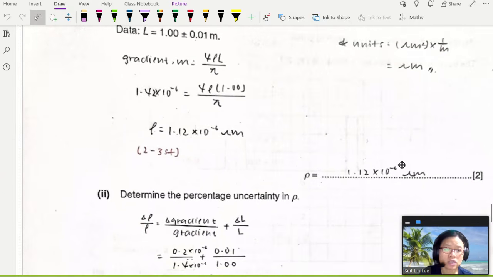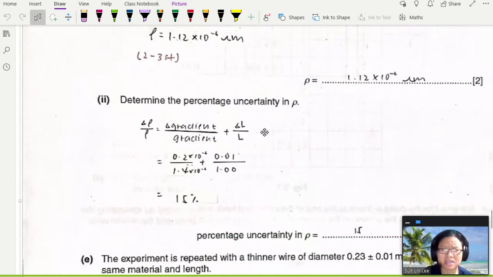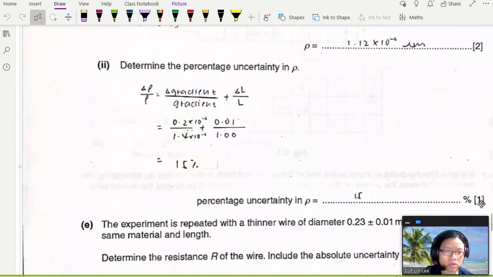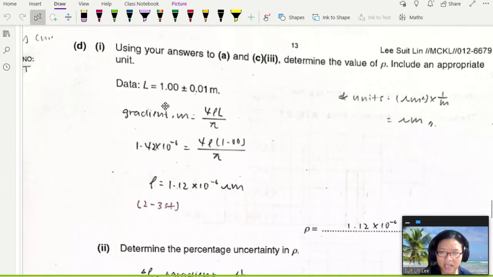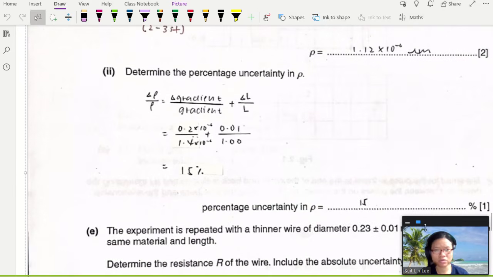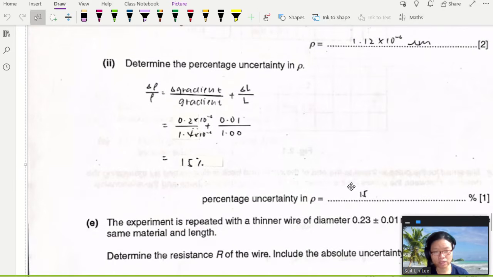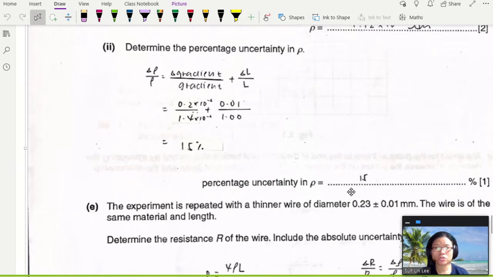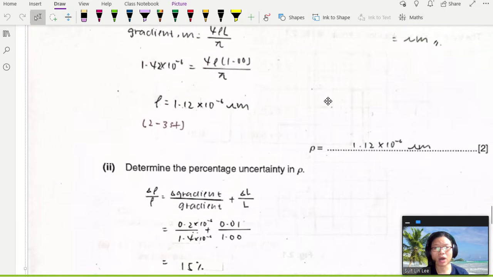Alright, so here you got the answer already for resistivity. Then determine the percentage uncertainty. Only 1 mark, so sad. But don't worry, you go and stare at this thing. How do you find resistivity again? You use gradient and you use length. So we take the uncertainty in gradient over gradient plus the uncertainty in length over length. Put inside, substitute all, you get 15%. This one in 2SF. Okay, so normally there will be a y-intercept calculation. This question is easy, there's no y-intercept.